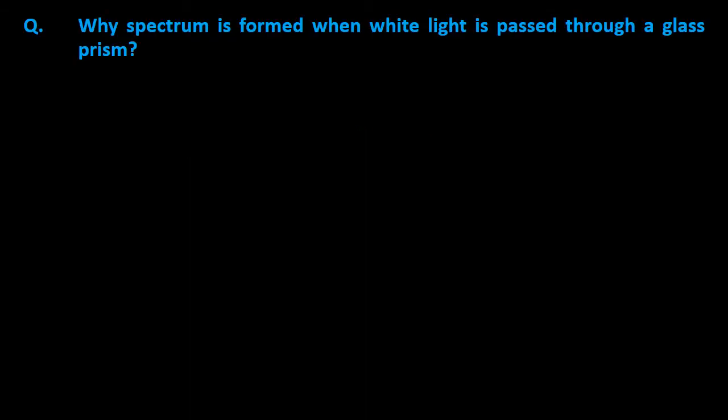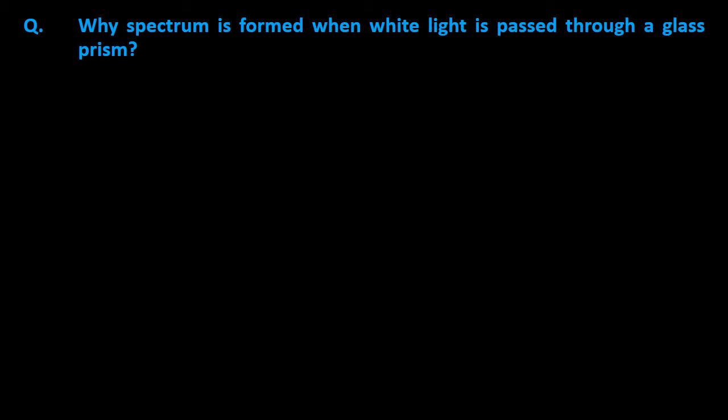Now here is one question. Why is a spectrum formed when white light is passed through a glass prism? Just now we have discussed the dispersion of white light, where we have seen white light is split into 7 colors after passing through a glass prism. So the question is, why does white light get split into 7 colors? What is the reason behind it?